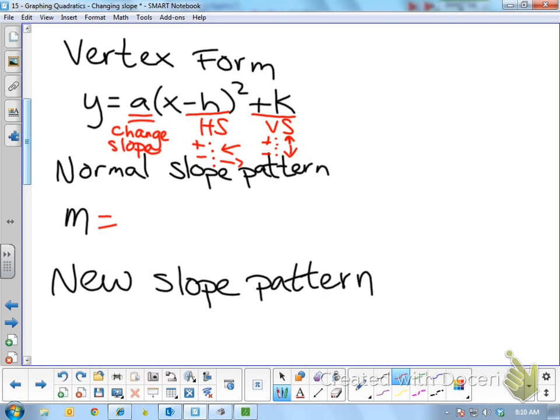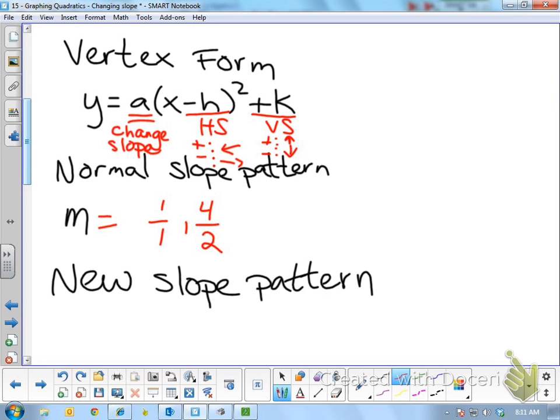Okay, what is our normal slope pattern? What did we usually use to graph a quadratic? X and y. Okay. We did make a table once, but I'm talking about the something over something, something over something. Aaron. 1 over 1, 4 over 2. That's our normal slope pattern. We figured that out using a table. But now it's something we should have memorized. 1 over 1, 4 over 2.